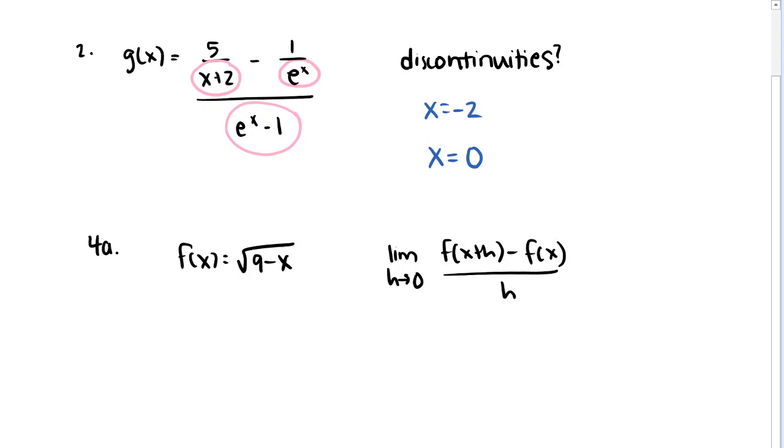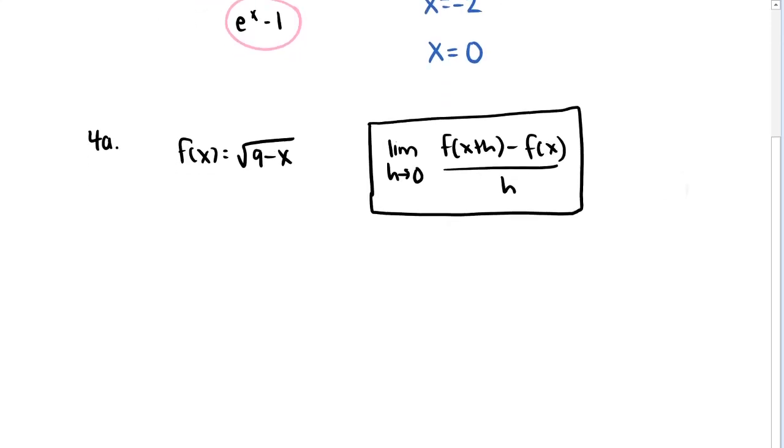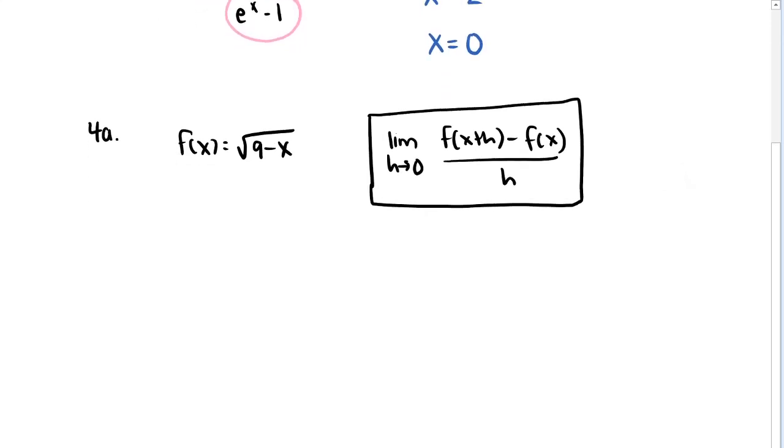So when you're asked to compute the derivative using the definition of the derivative, we're using this first principles idea, that we're computing a secant line, but letting that secant line get closer and closer to the tangent line. And so this is that sort of limit. And so let's go ahead and use this idea to find the derivative function of f of x.